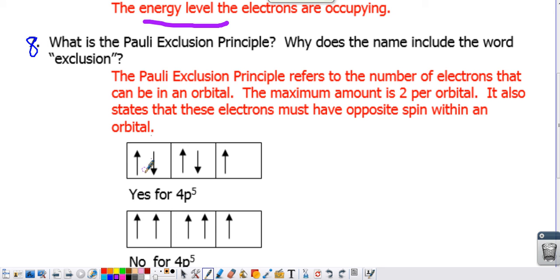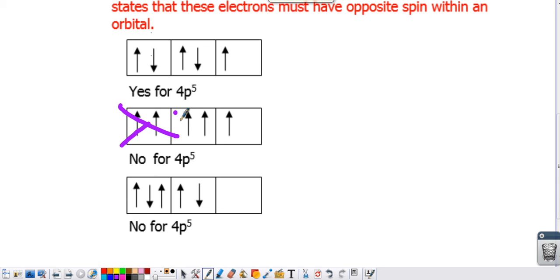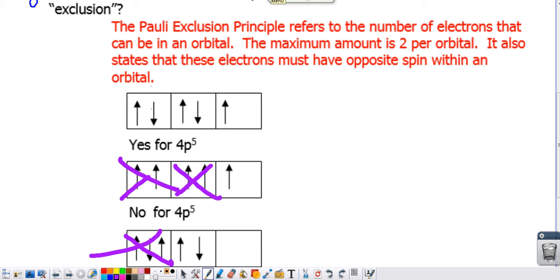Same spin, bad. Nor can we put 3 in there. Who did that? You can't put 3. There can only be 2 electrons inside an orbital, and they have to have opposite spin. So the Pauli exclusion principle refers to the number of electrons that can be in an orbital, but they must also be opposite in spin.